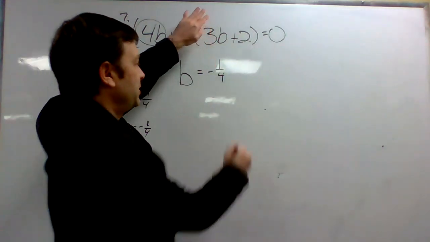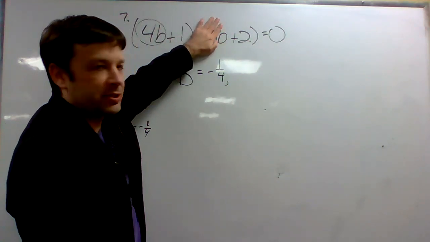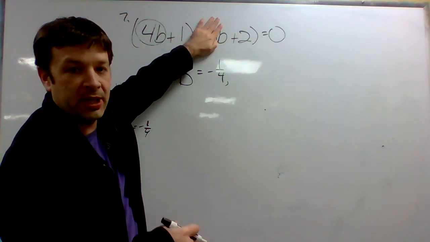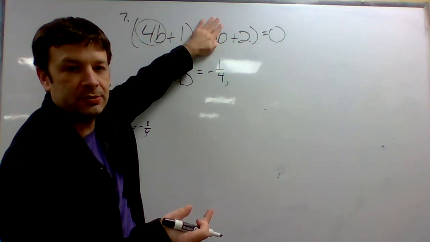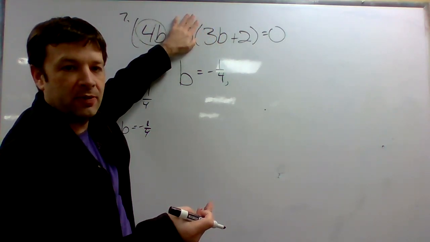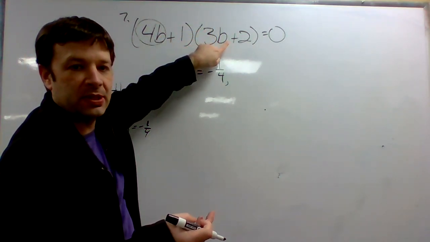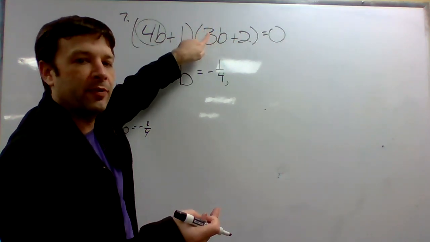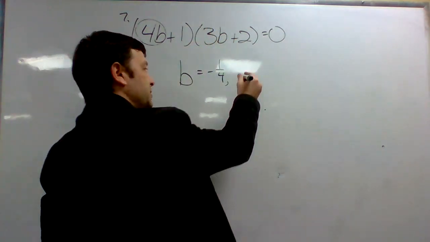Okay, so same thing on this one. There's a number in front of the b. So if that had been what it said, the answer would be b could be -2. But since there's a 3 in front, it's -2/3. So it's just -2/3.